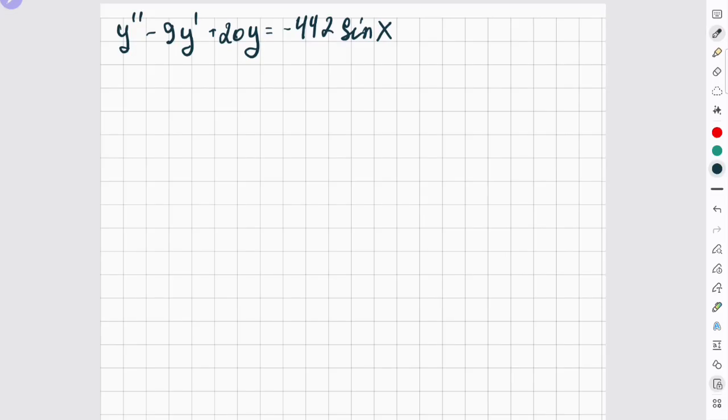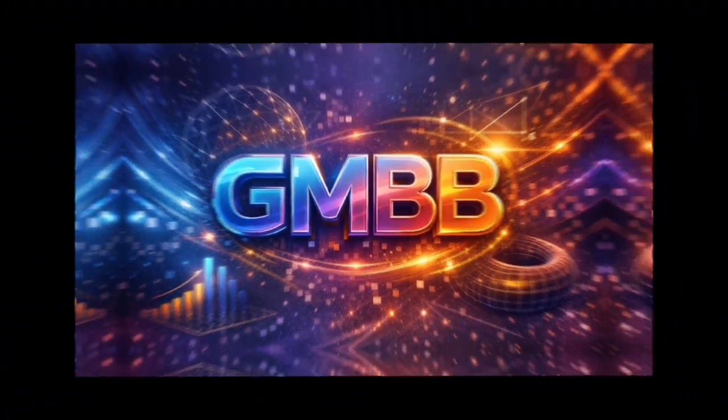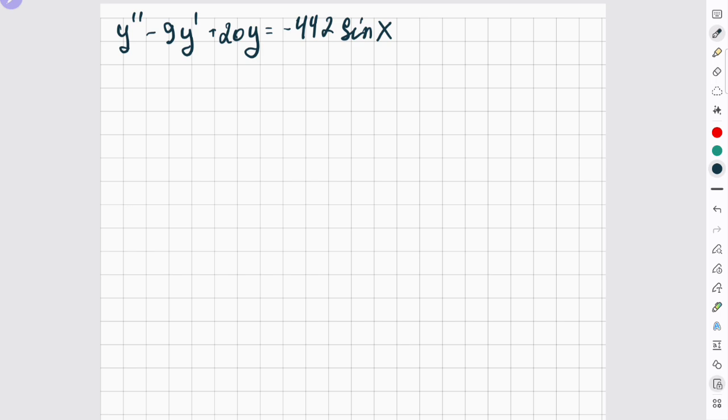Hi everyone. Today we will solve this ordinary differential equation. In this equation, I see that there is a trigonometric function here, but on the left hand side we don't have such a thing. That is why I tried to use a method that in the end will get rid of this trigonometric sine x part.